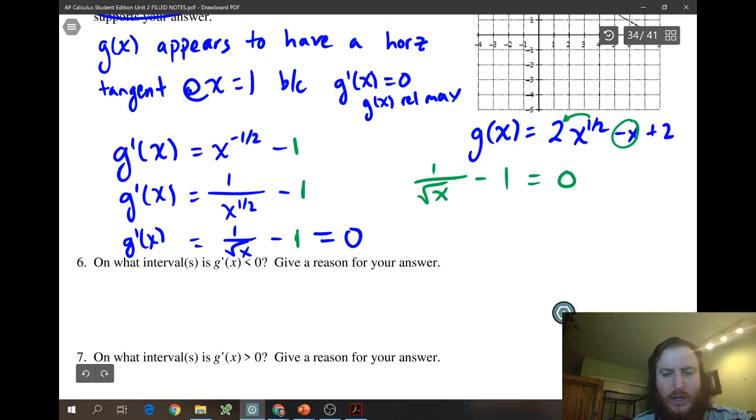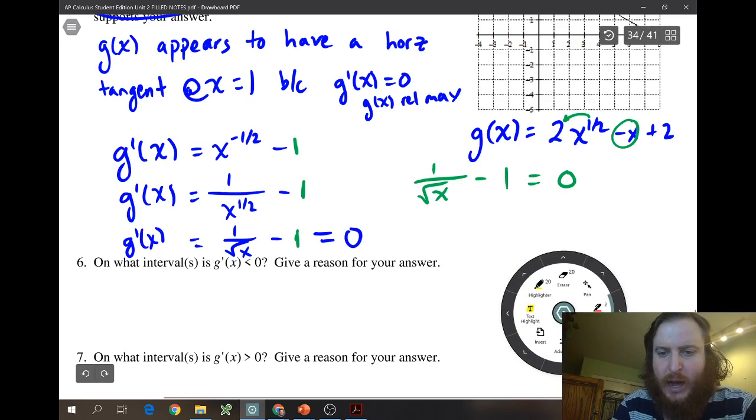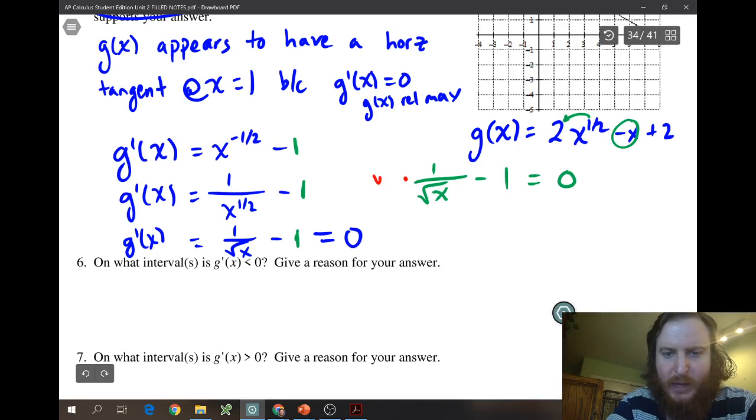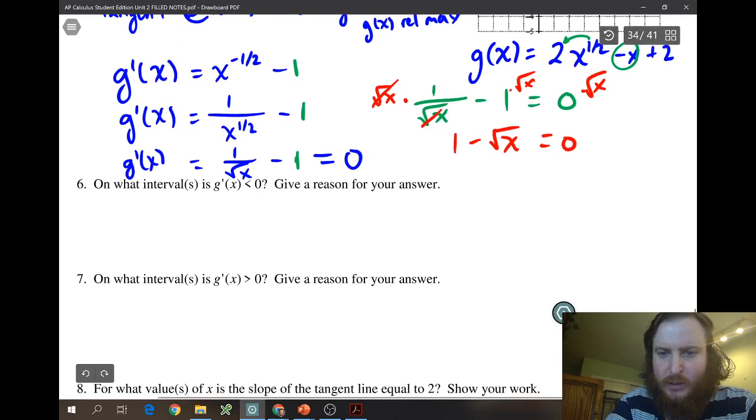Okay, so now how can we solve this? Anytime we have a radical, you could add 1 over and cross multiply, that works. But whenever I have a fraction, the way I like to get rid of it is to multiply every term by the denominator. So anywhere we see a plus or a minus, we multiply by the denominator. So that cancels out. I get 1 minus square root of x equals 0. Add square root of x to both sides. 1 equals the square root of x.